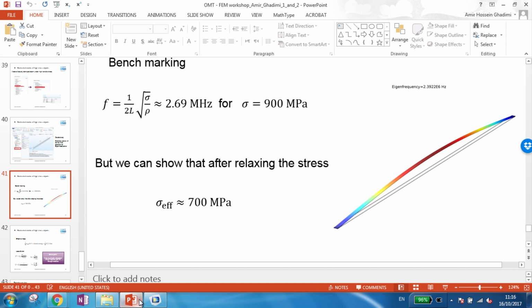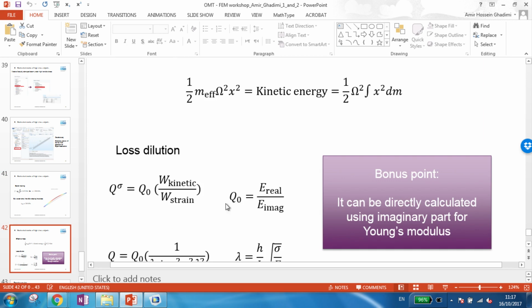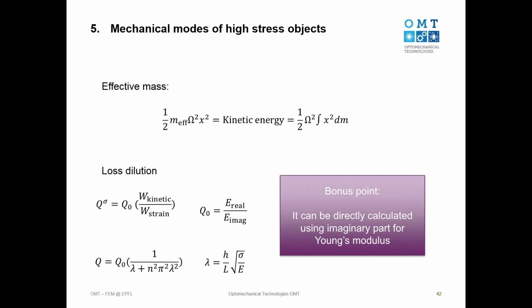Okay, and as my last slide of this, I want to introduce how we calculate the effective mass. So what is the effective mass in optomechanics? Effective mass in optomechanics is practically you just calculate the kinetic energy of the mechanical oscillator and then you normalize it to the amplitude of 1 point. It's an ambiguous definition because it depends.